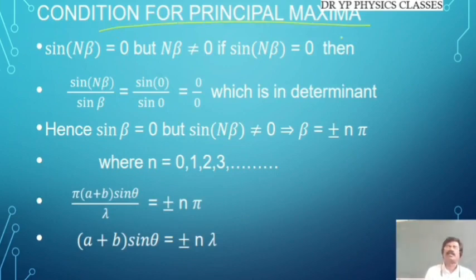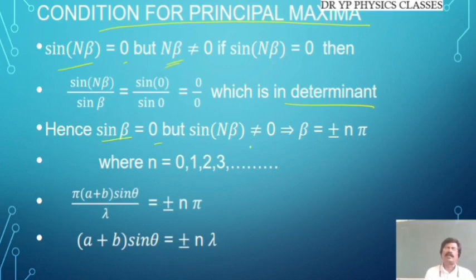Let us see what is the condition for the principal maximum. Sin n beta is equal to 0, but beta cannot be equal to 0. Therefore, if sin n beta is equal to 0, then what happens? Sin n beta by sin beta is equal to sin 0 by 0, 0 by 0, which is indeterminate.